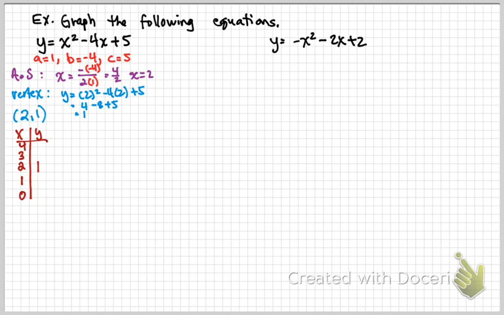Now, I'm going to be smart because I've picked my x's the right way. What I'm going to do is pick the easier x's to substitute into the equation and solve. So I'm going to go with the guys on the bottom. So I'm going to have y equals 1 squared minus 4 times 1 plus 5, which is going to give me 1 minus 4 plus 5, which is going to give me 2. So that goes here and here.